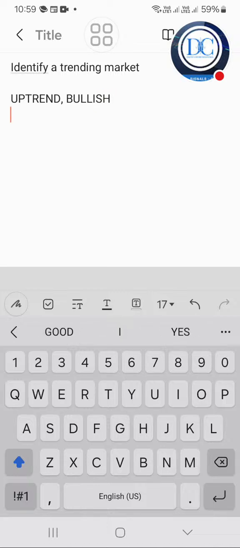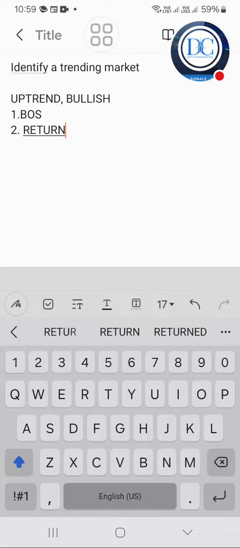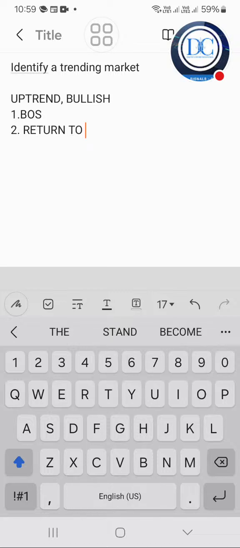The first thing that you want to see is that price gives you a break of structure. Then the next thing is that you'd want to see price return to an order block or a fair value gap. Then you take your trade from that particular area.